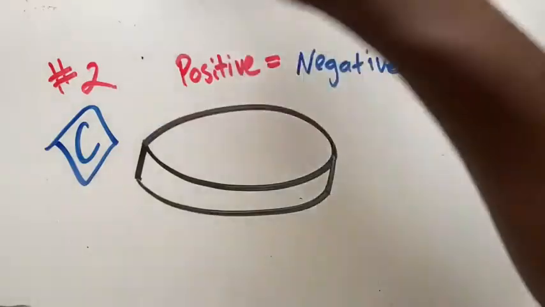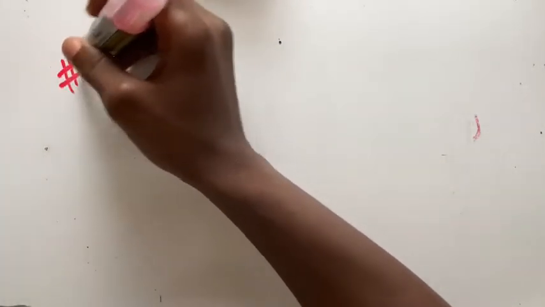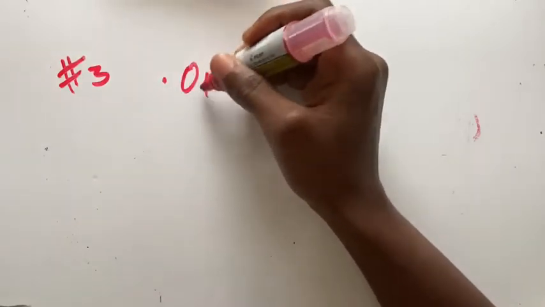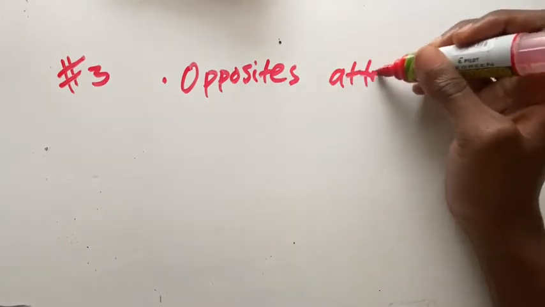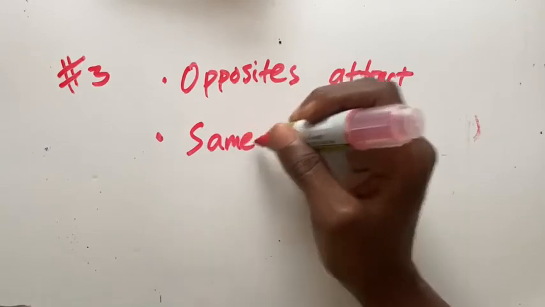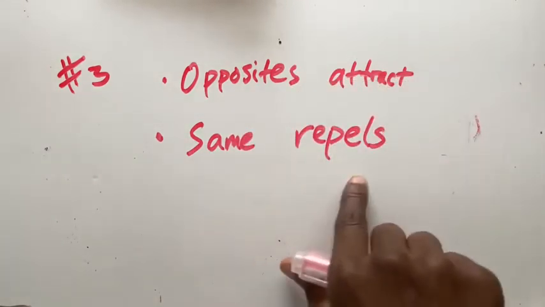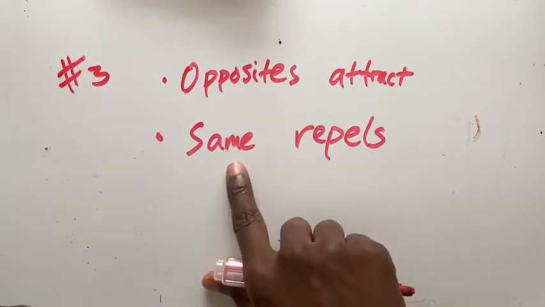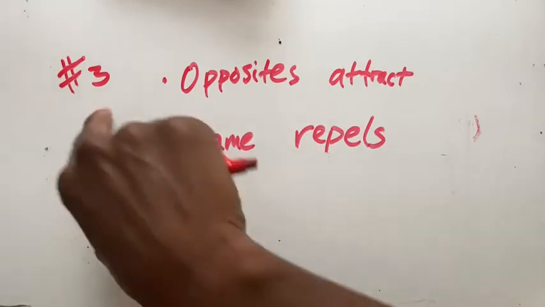All right, so now number 3. 2 positively charged plastic straws near each other tend to what? Well, we know opposites attract, and same repels. Boom. So if we have 2 positively charged straws, so they both have the same charge, they're then going to both repel. So number 3 is going to be A.